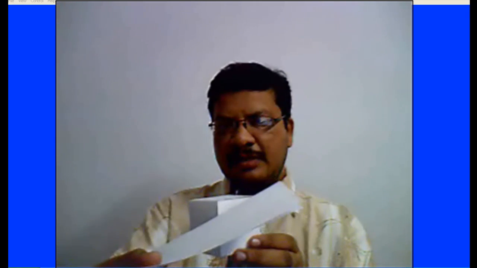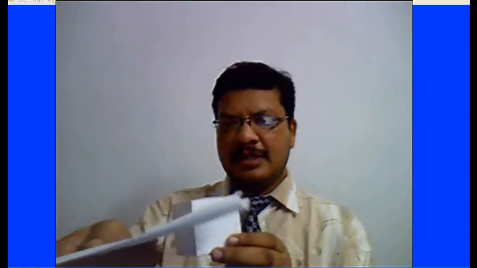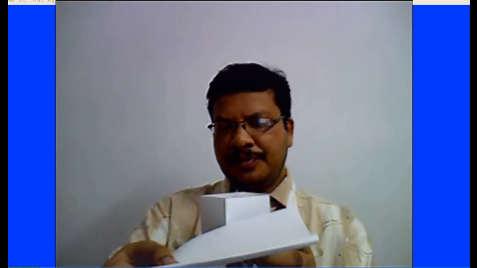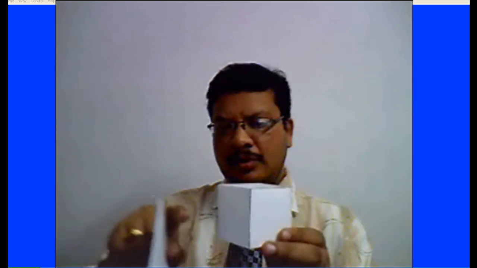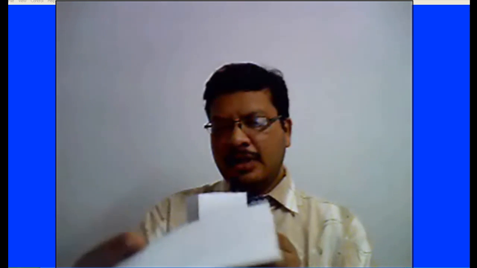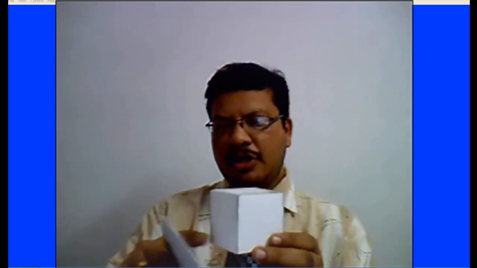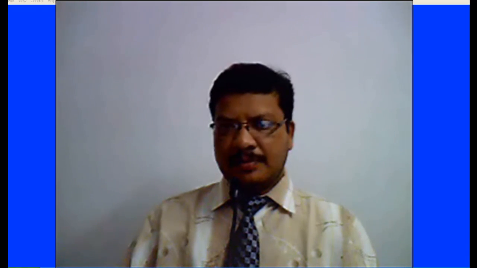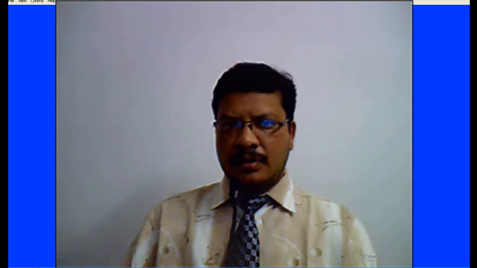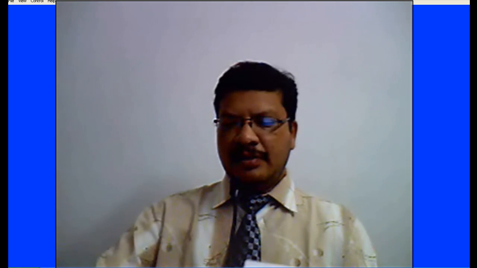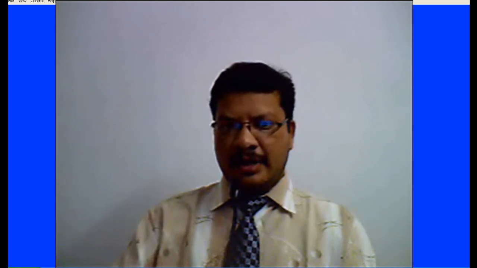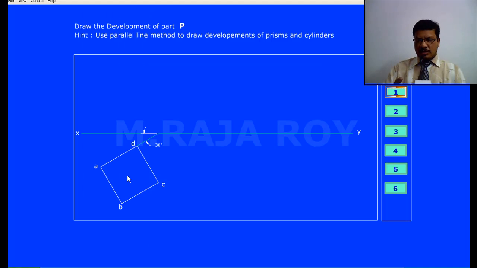That means it is something like this. The section plane is something like this. This is the orientation of the section plane. Now you have to draw the development of the bottom part of the cube. So now observe how to draw this. So first, initially we have to project the solid. That means complete the projections of solids part.